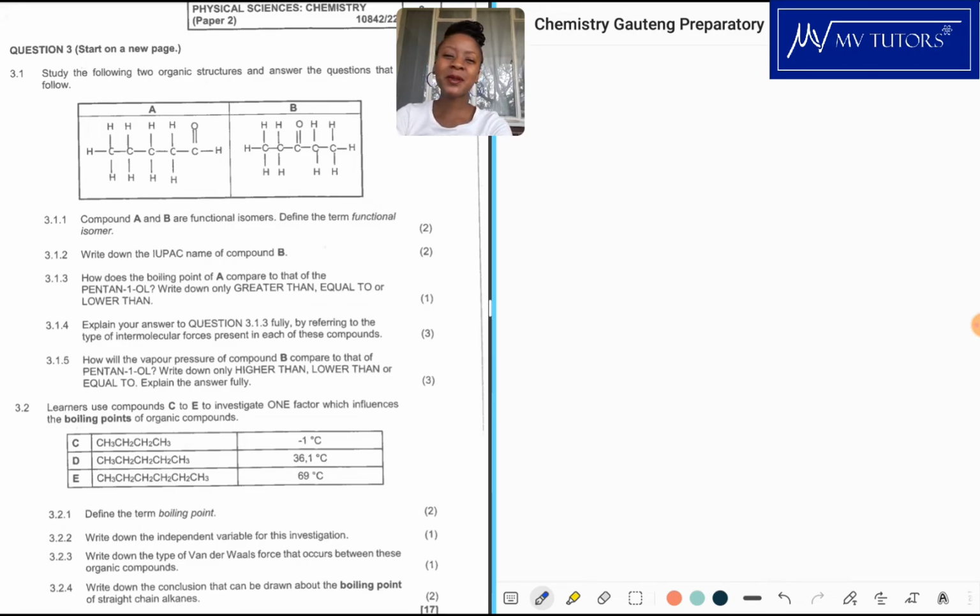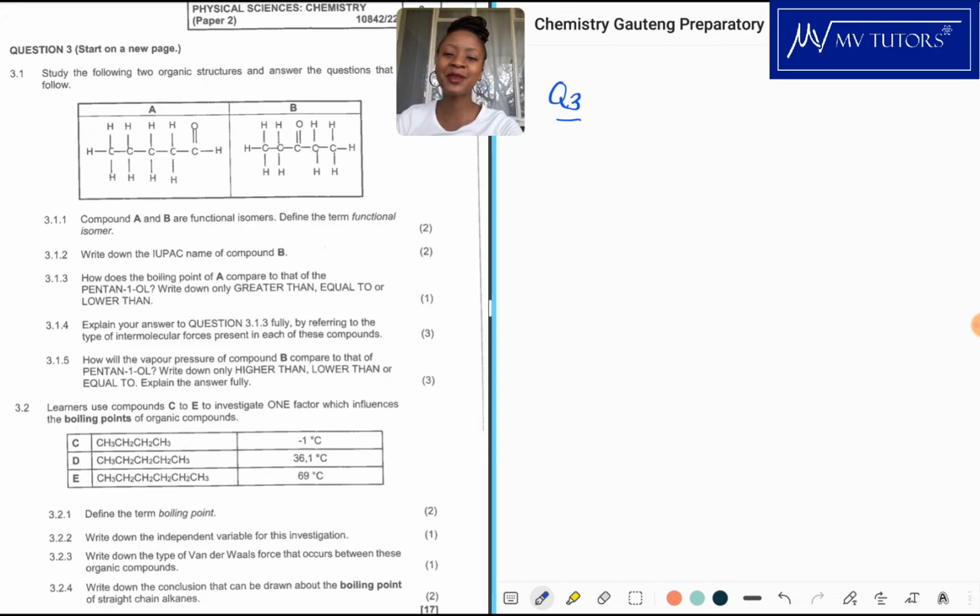Okay, so we're still busy with organic chemistry. It says, study the following two organic structures and answer the questions that follow. Let's look at what is happening at A. We have a carbon atom double bonded to an oxygen atom as well as hydrogen on the other side. And then we have a similar structure for B, but the double bond to oxygen is on the third carbon, the one in between.